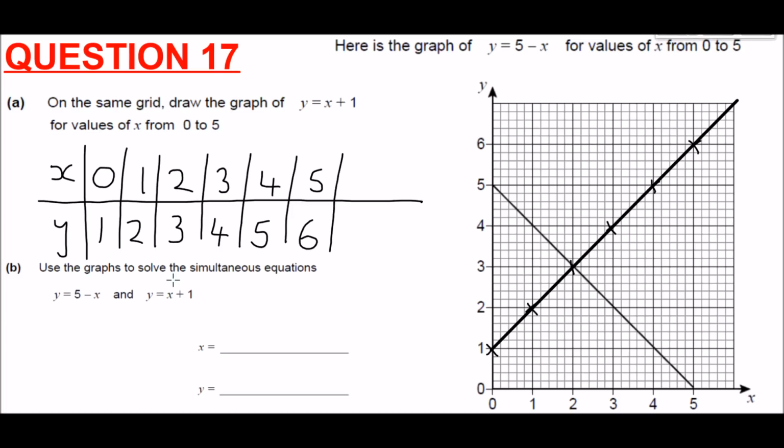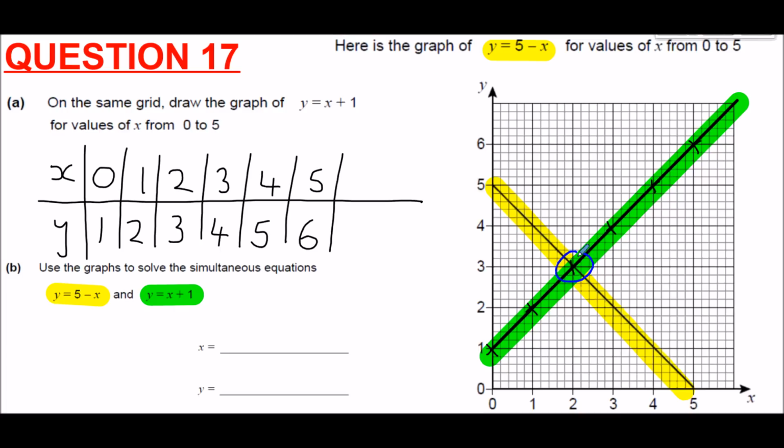Part B then says use the graphs to solve the simultaneous equations y equals 5 minus x and y equals x plus 1. Well, y equals 5 minus x is the one which has already been pre-drawn. We were given this one already, which was the first one, which is here. The equations are solved when both these are the same value, and them both being the same value is represented on the graph by where the graphs cross. So they cross over at this point.